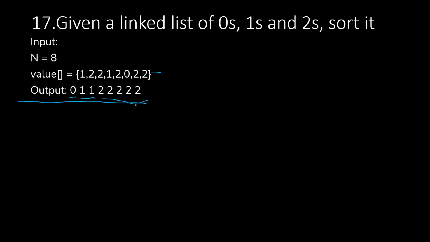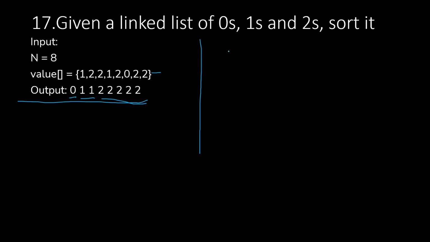So we have to arrange 0, 1, and 2 in ascending order here. In a new linked list, we have to return the output. Okay. Now we will discuss one approach which I feel is very easy to understand. What we have to do is iterate this whole linked list. While we are iterating, we will be taking three dummy nodes.